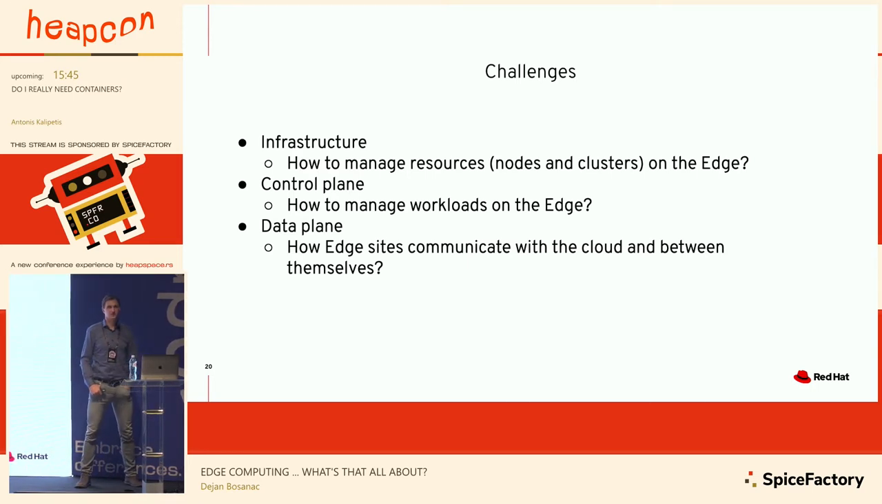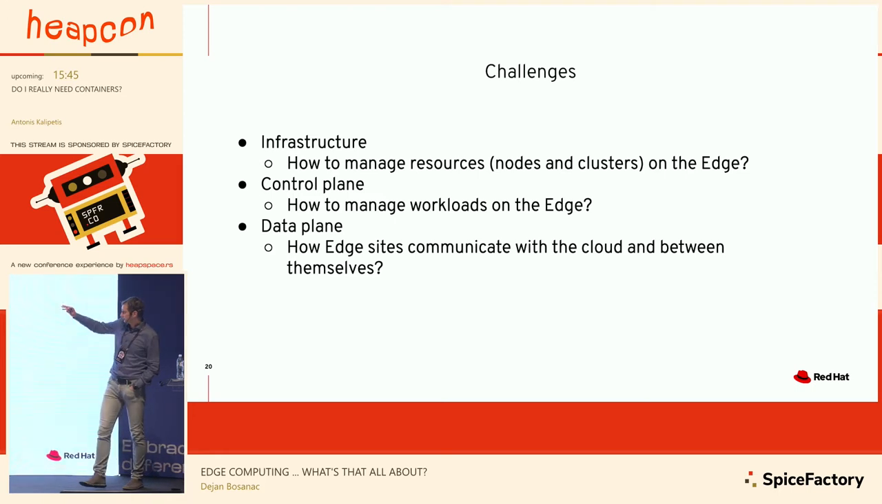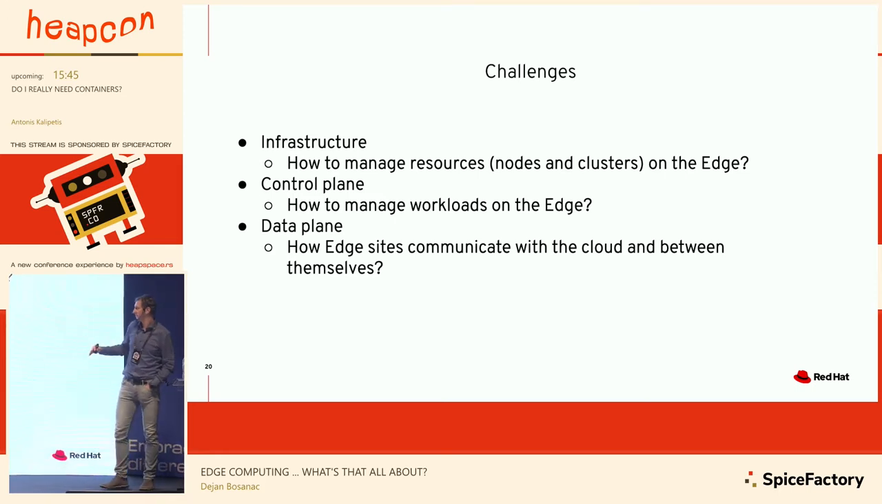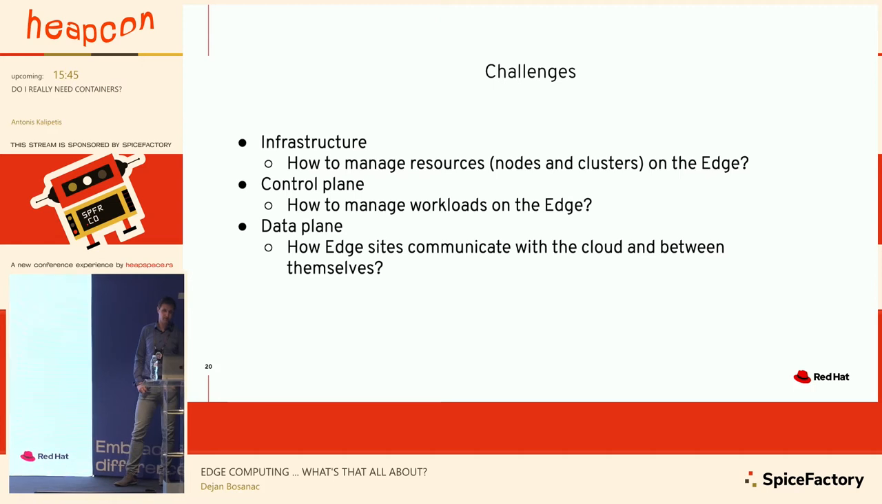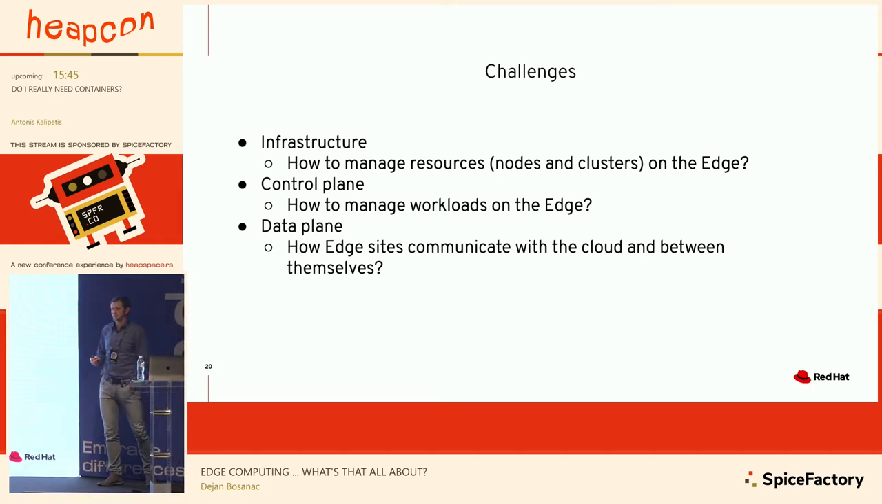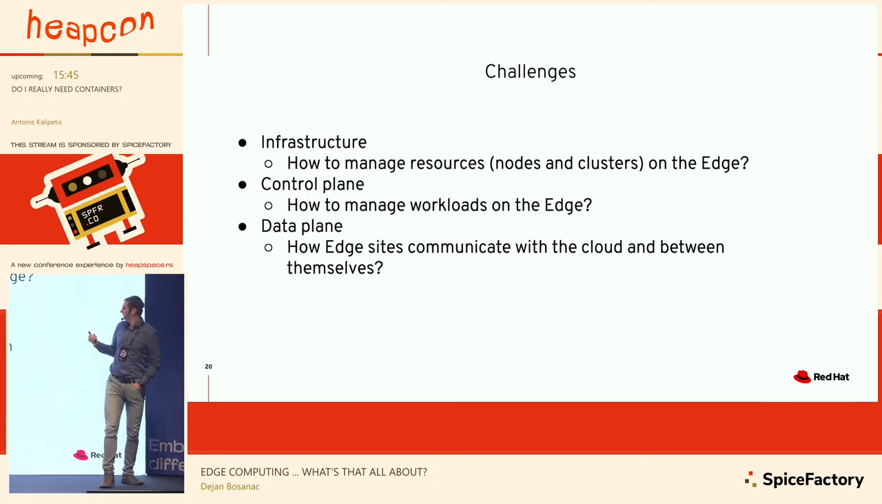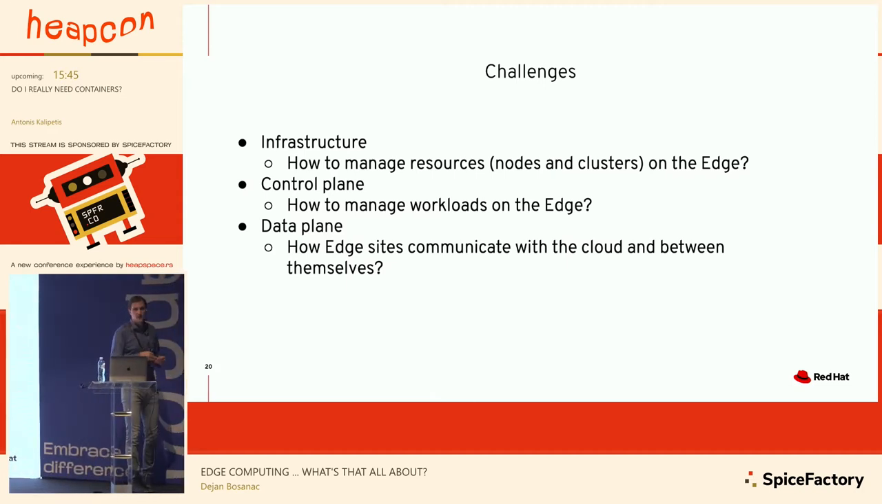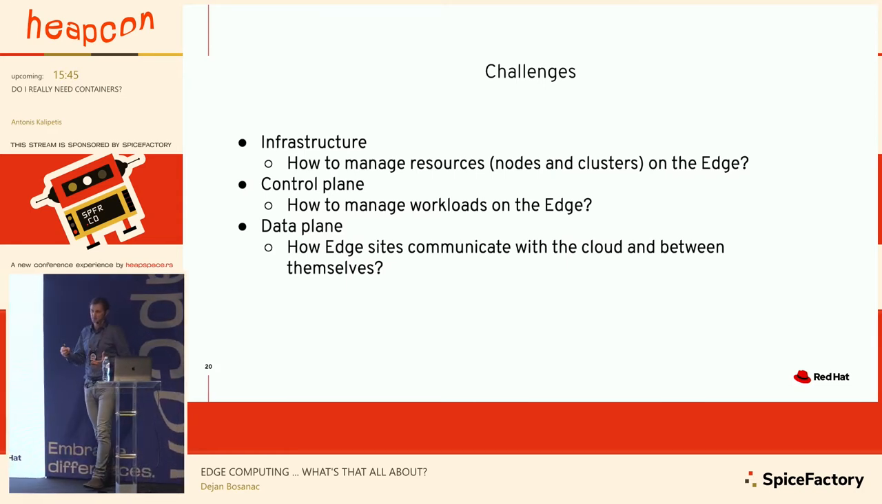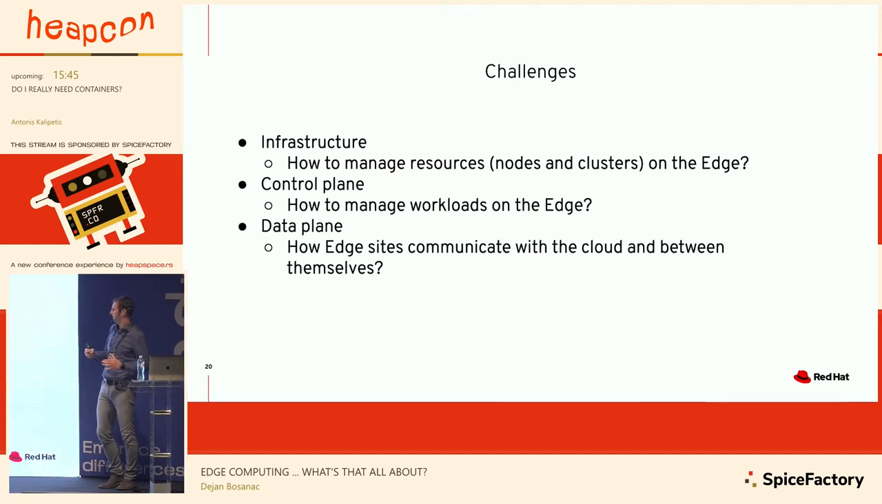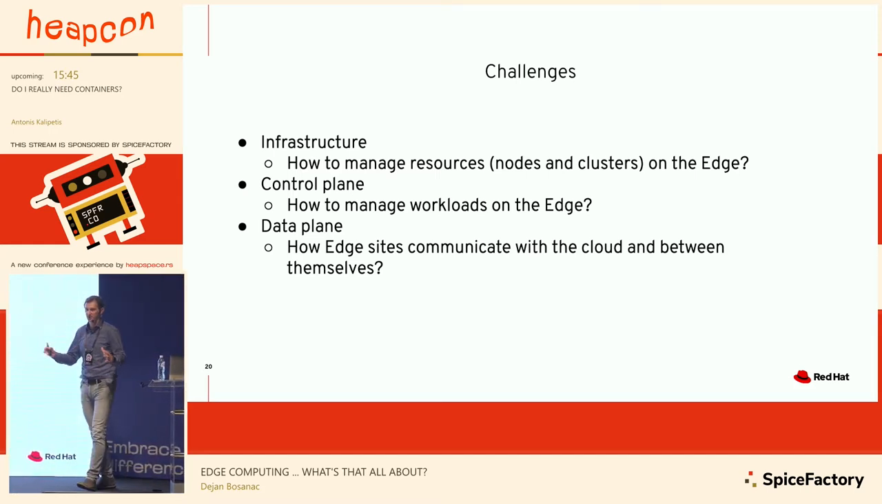So what is the general categorization of the challenges we have for edge computing? I would like to put three big categories of challenges to actually execute edge computing. First is the infrastructure, and that is how we're going to put our compute resources at the edge. How do we create our small clusters or nodes outside of the central clusters, and how do we create the infrastructure where everything will work?